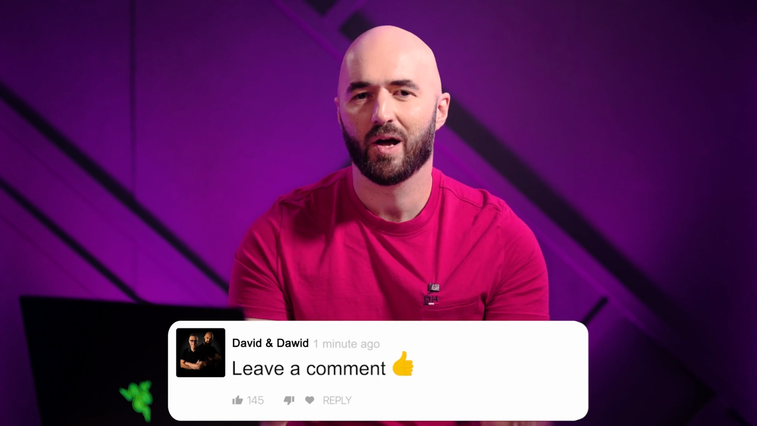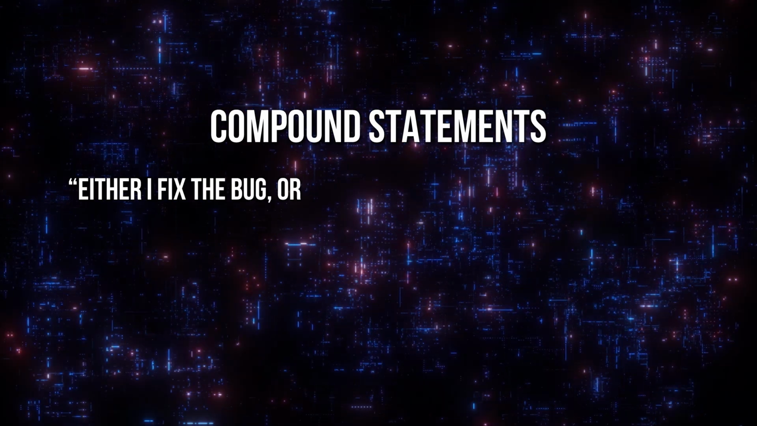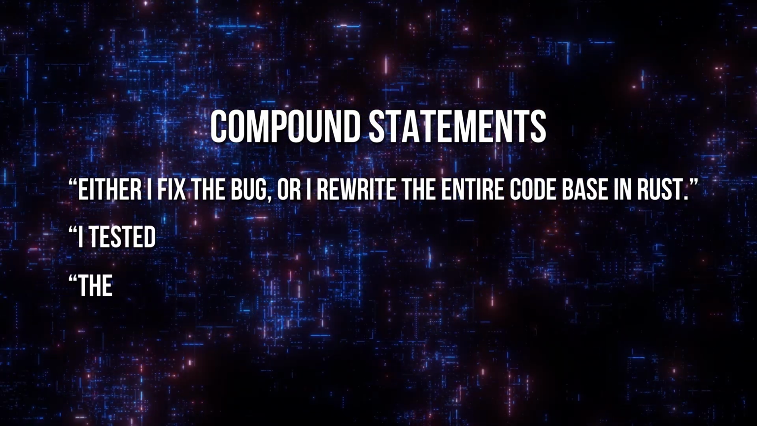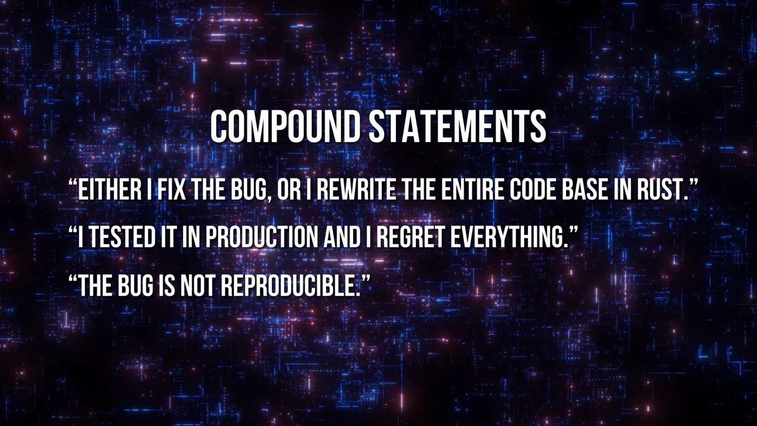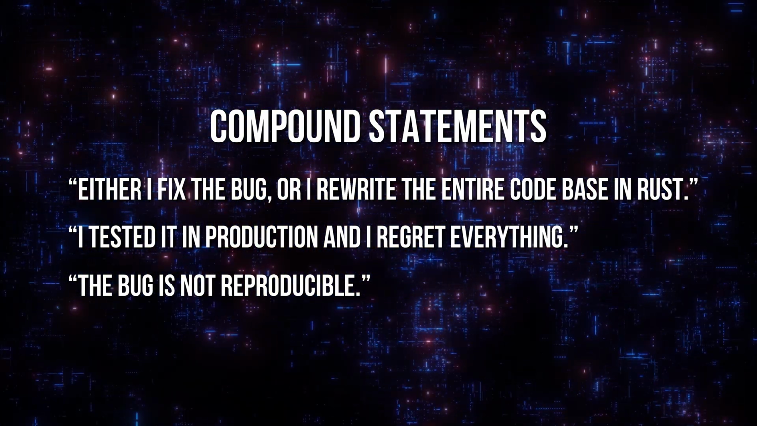Can you write the following statements in symbolic logic? Share your answers in the comments below, and yes, I'll be judging you silently, but logically. Either I fix a bug, or I rewrite the entire code base in Rust. I tested it in production and I regret everything. The bug is not reproducible. Neither will I ever write kernel code in Rust, nor will I like Brendan Eich. Sorry Brendan, JavaScript is still painful.